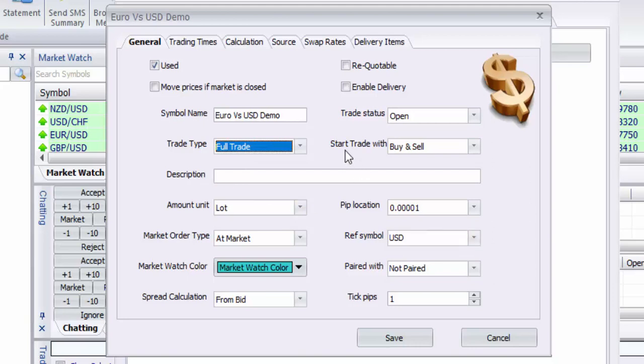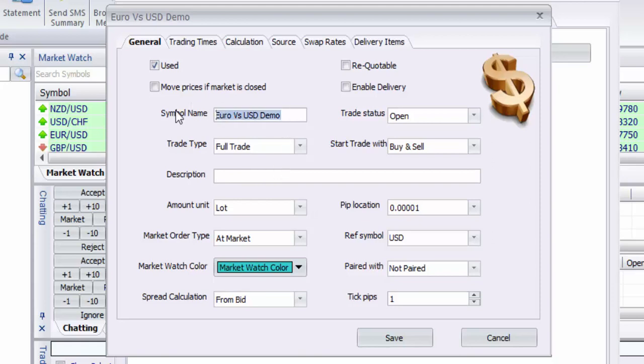And start trade with buy or sell or buy only. Like I've said, part of the sequence of configuration to enable physical trading is to put this on buy only, so the client can buy, then commit the delivery if he wants to sell it. The description will appear when you hover on the market watch right here. Any description on what this is.